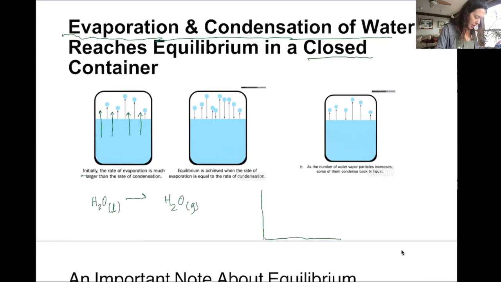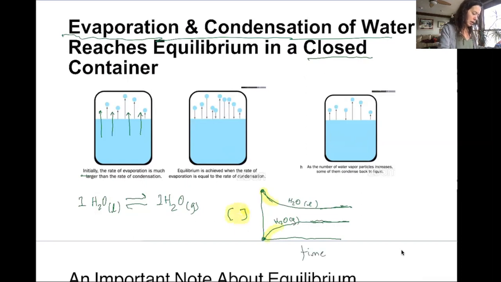And what we would see in a graph here would be our reactants decreasing. This would be my H2O liquid. This would be a concentration, and I would see the amount of it go down. And at the same rate, I would see the amount of my water vapor increase. This is a 1-to-1 mole ratio, so we have a similar slope here in terms of our change in concentration over time.